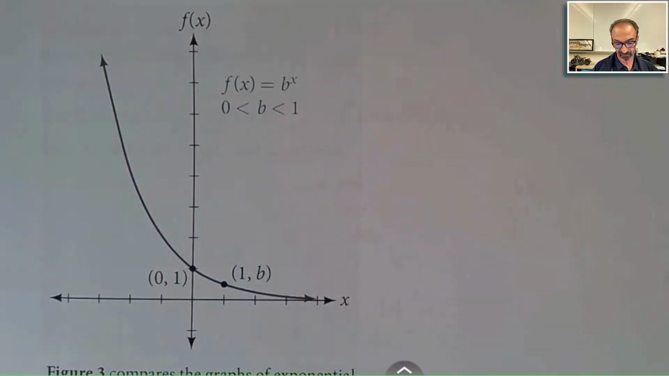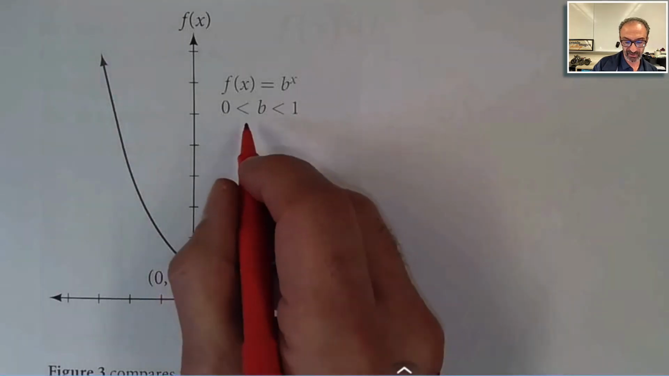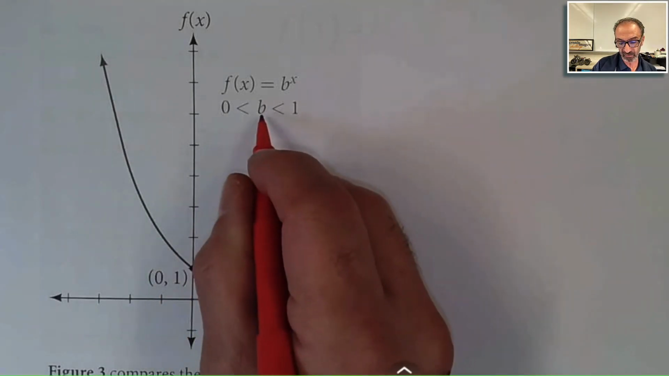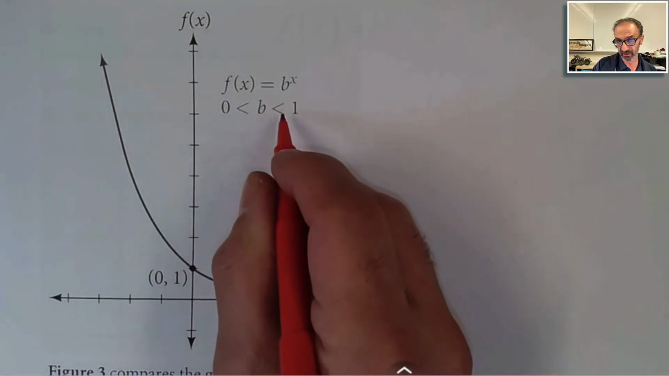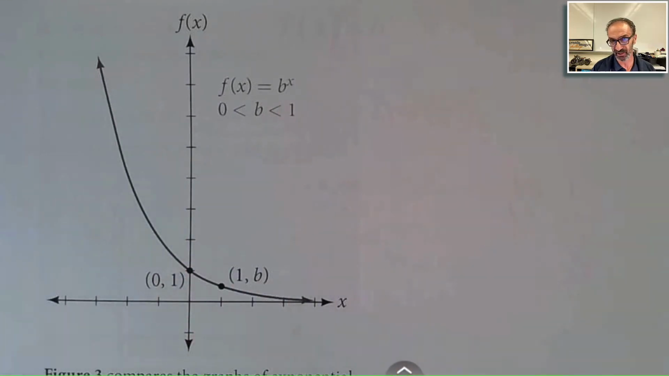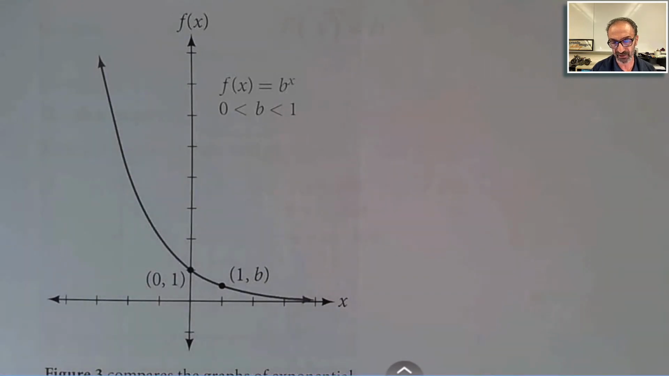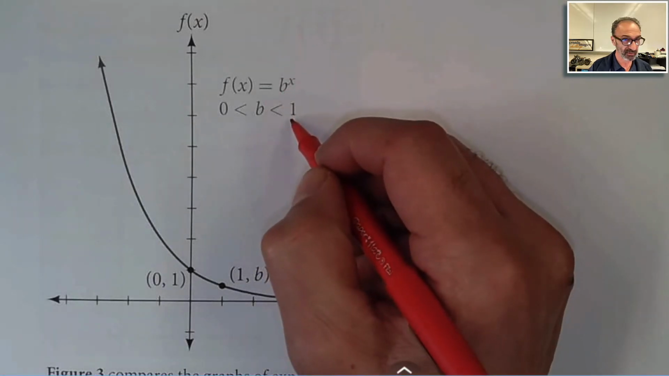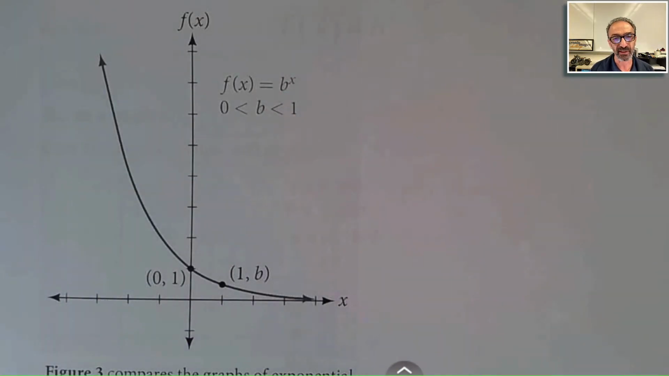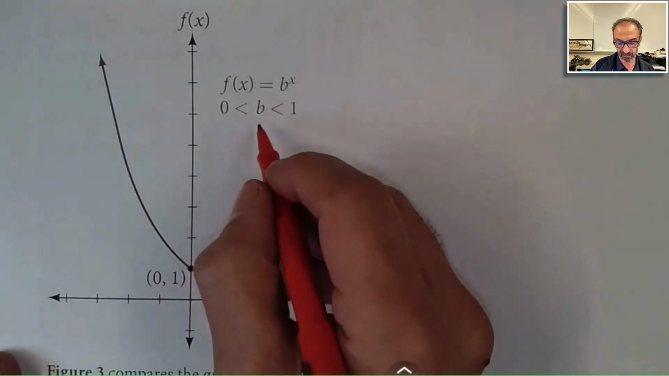Here's an example of decay. Notice that here they made it clear b is greater than 0 and less than 1. In other words, fractions like half. You don't want b to be 0 because you're not going to have any function that goes up. It's going to be flat, horizontal, the x-axis. And you don't want it to be 1 because you're going to be horizontal at y equals 1. You don't want it to be negative because you're going to go up and down. Fractions only.